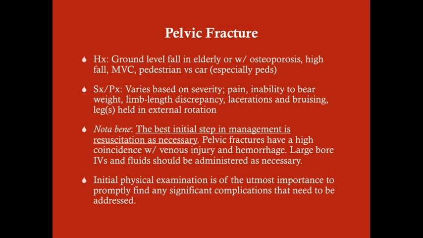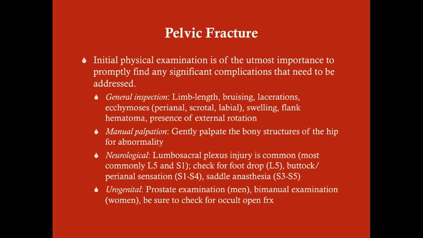So what are we doing with that initial physical examination? First off, we're doing a general inspection. So this is just you looking at the patient. You don't have to touch the patient, you're just looking at the patient. What you want to look for is presence of external rotation or a limb length discrepancy, and that is an indication of pelvic fracture because of the injury itself. You want to look for bruisings, lacerations. Also, particularly, you want to look for ecchymoses and hematomas.